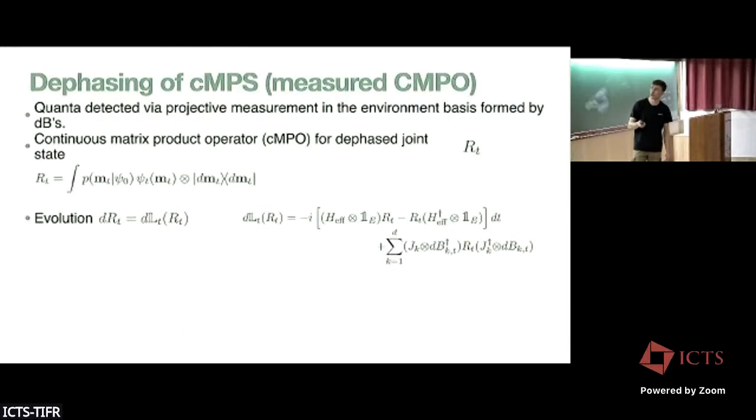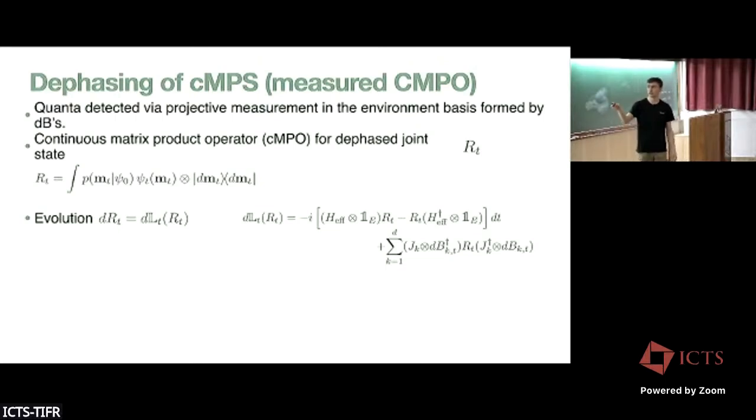Great, so one final object we can consider is dephasing this joint state. What we do is make projective measurements in the environment on the basis of these creation operators, dBs. The corresponding continuous matrix product operator that we get is given by this guy here. The main thing to notice is if you look at this term, you'll see that we've lost any coherence between different measurement records. So now when we make these measurements, our measurement records have to come together in this way, and we lose coherence between different records.